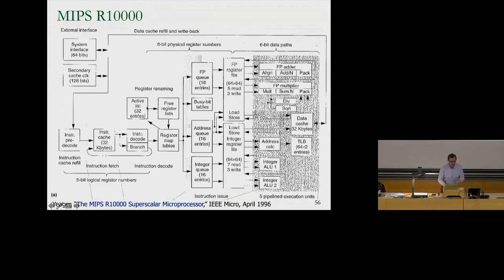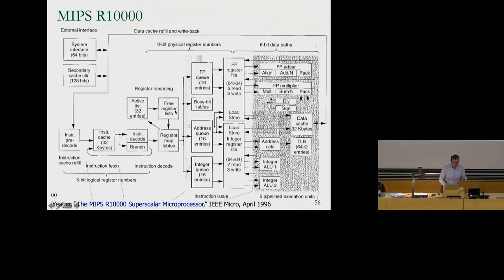So as you can see, this is very similar to what we've discussed. You have a register map table front end, and you have the schedulers over here, and you have the register file over here, and then you have the functional units over here. And they don't show the other stuff over here, but that's fine.